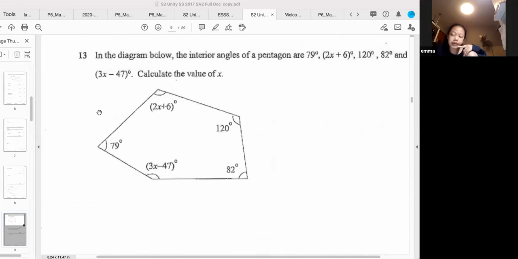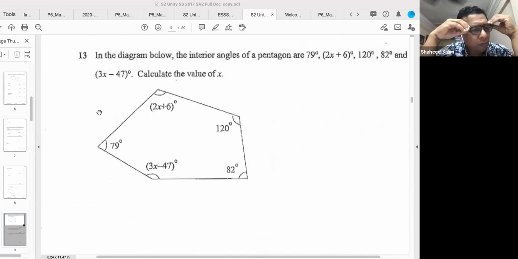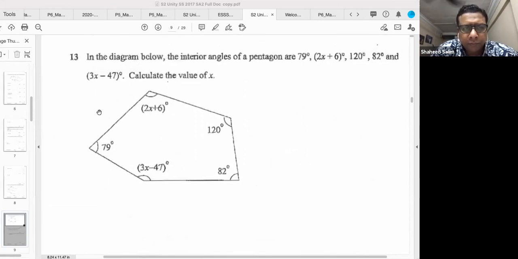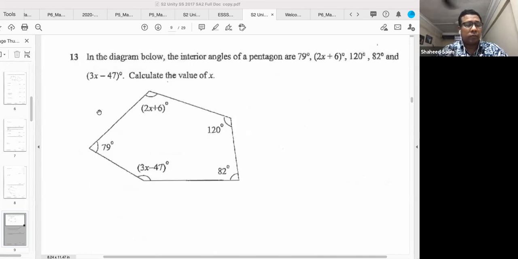26 over 5. Hold on, no, it cannot be 26 over 5. Let's see here. This is a 5-sided figure. What's the sum in degrees of all the angles? Do you remember? 360? 360 cannot be. This is 1, 2, 3, 4, 5. A 4-sided figure will be 360.